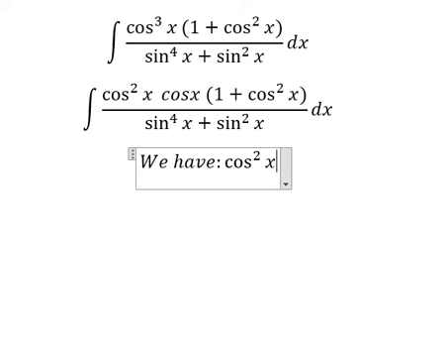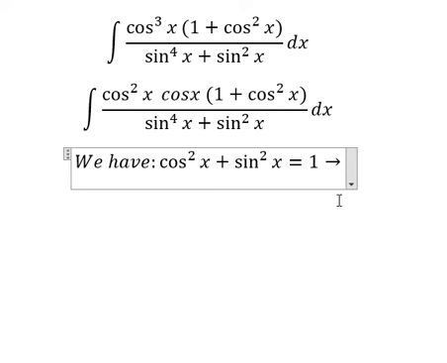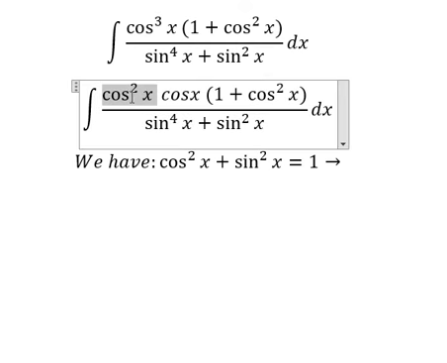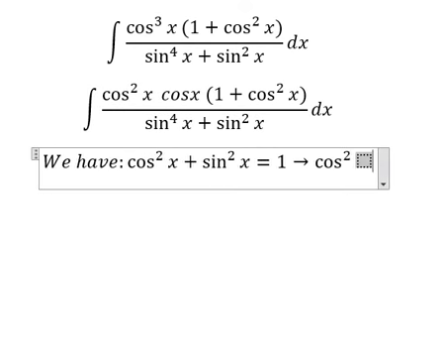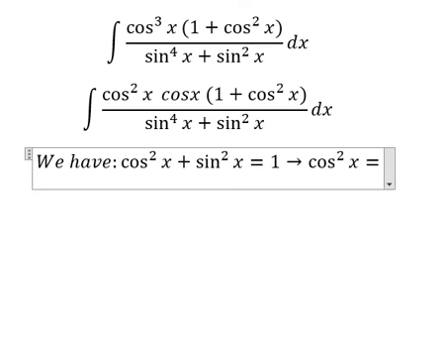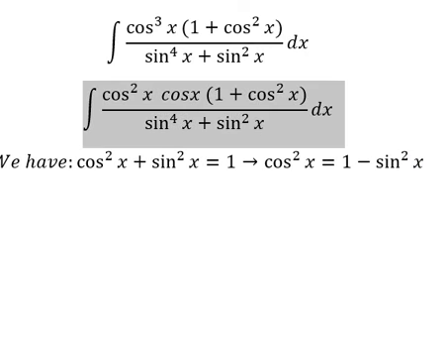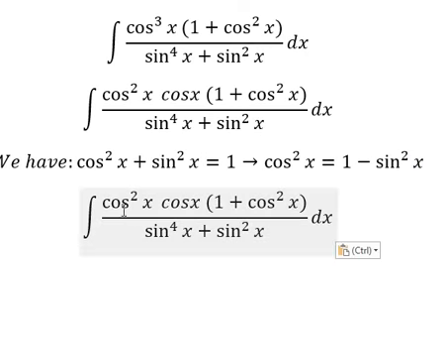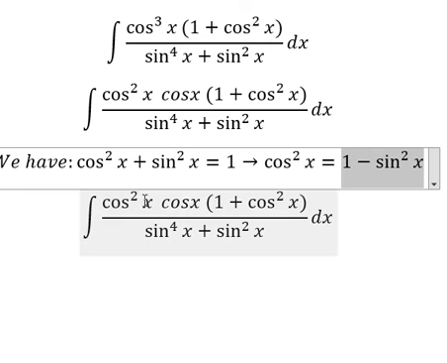Cosine x squared plus sine x squared equals number 1. So we have cosine x squared in here. I will move this one to the right. So we have cosine x squared equals number 1 minus sine x squared. So we need to transform this one into this one.